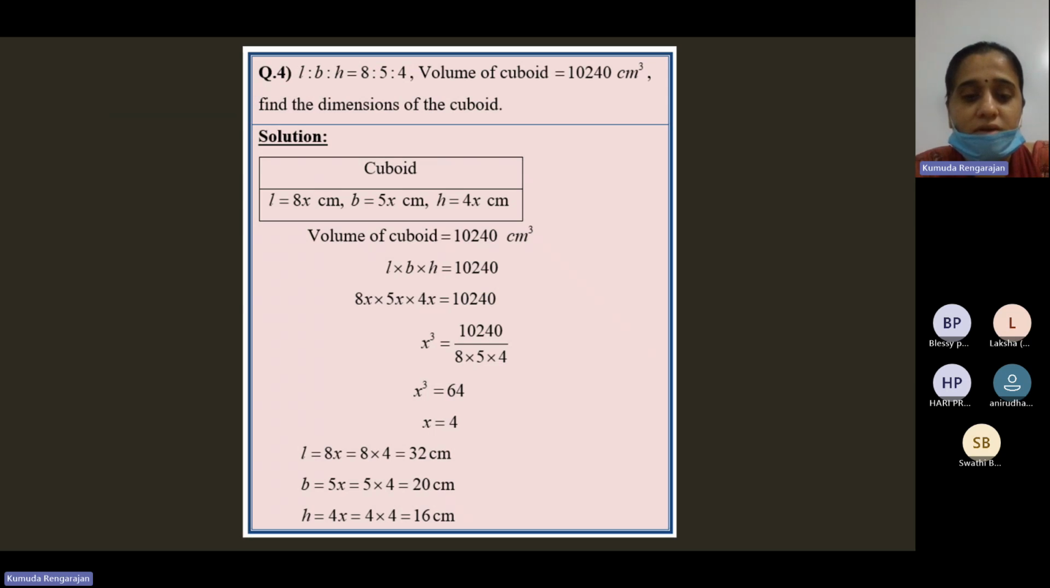X is equal to what? 4. So length, breadth and height 32, 20 and 16, ma'am. Very good, correct. So here also Abhishek has got it. Swati is also right. The question is only to find the dimensions of the cube.